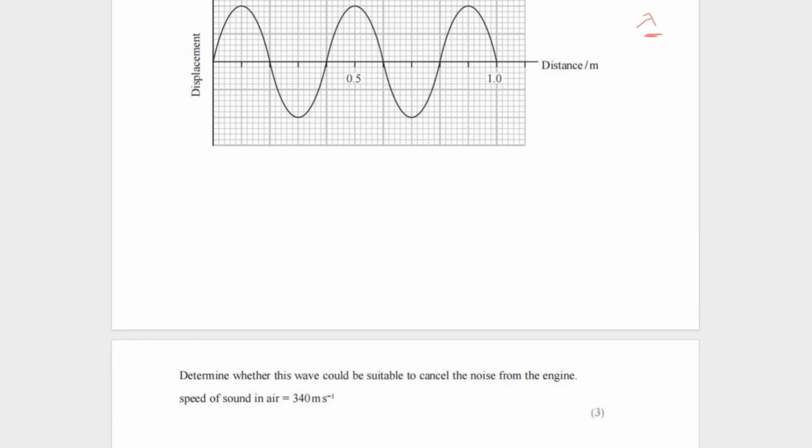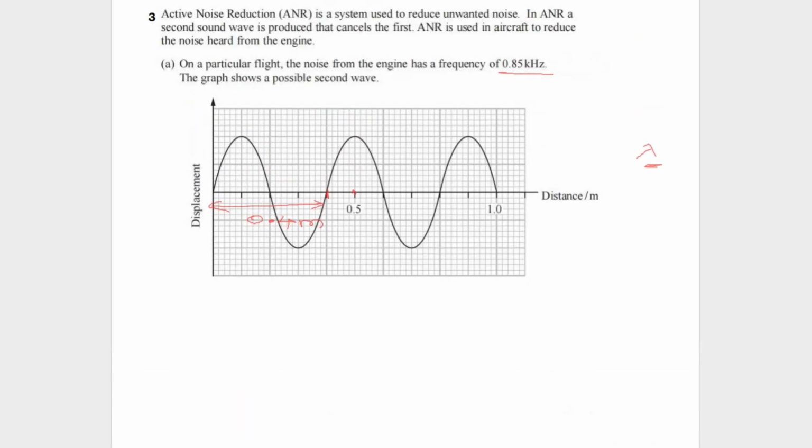You can find out the wavelength from this graph itself because it's a displacement-distance graph, and here the distance is given for 5 divisions as 0.5. So the 4 divisions, which give you the wavelength, is 0.4. So 0.4 meter is the wavelength given in your graph, right? So the speed of sound is also given here.